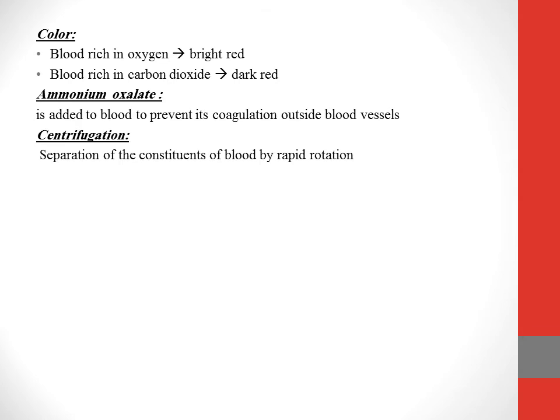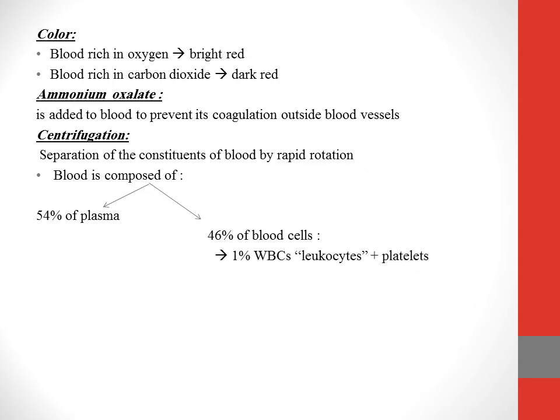What is centrifugation? It is the separation of the constituents of blood by rapid rotation. So we are making rapid rotation in order to separate the constituents of blood. At the end of centrifugation, we will obtain that the blood is composed of 54% of plasma and 46% of blood cells, where 1% are the white blood cells called leukocytes and the platelets, and 45% are the red blood cells, which are known as erythrocytes.